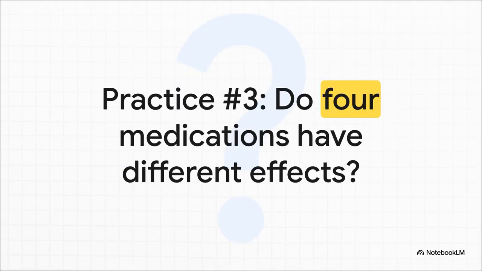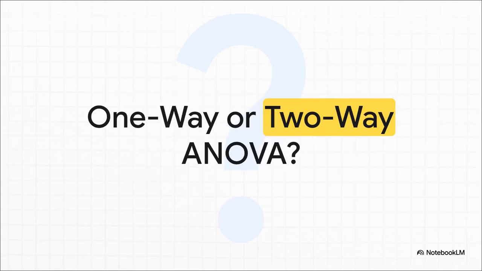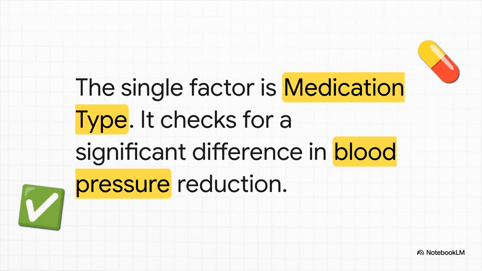And one last one for you. A researcher is comparing 4 different medications. The goal is to see if they produce different results in reducing blood pressure. So what's the call here? What's the right tool for this job? And the answer is one-way ANOVA. Even though there are 4 medications, they all fall under one single category or one single factor, medication type. It's a perfect case for a one-way test.